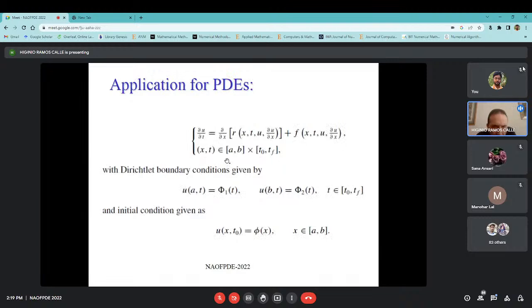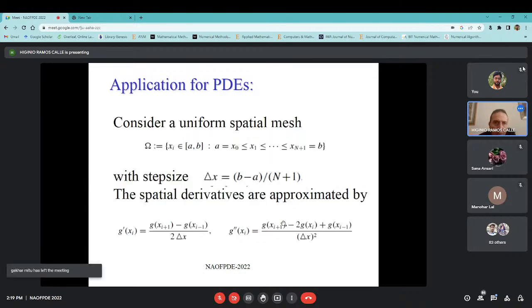So let's see how to apply the block methods for solving PDEs. We are considering this kind of PDEs where we have the first derivative with respect to time and first and second derivatives with respect to the space variable. So in this case, we have boundary conditions and initial conditions to guarantee the uniqueness of the solution.